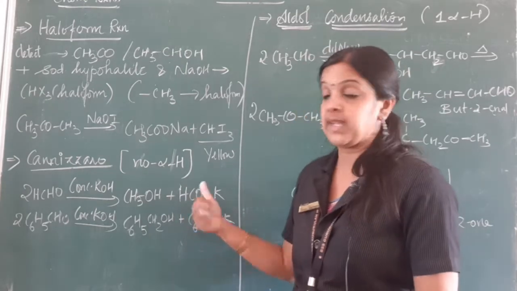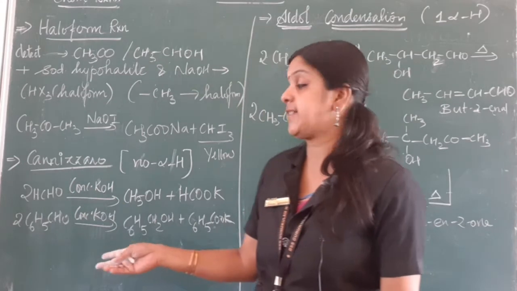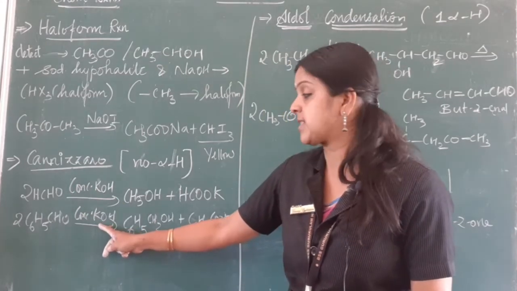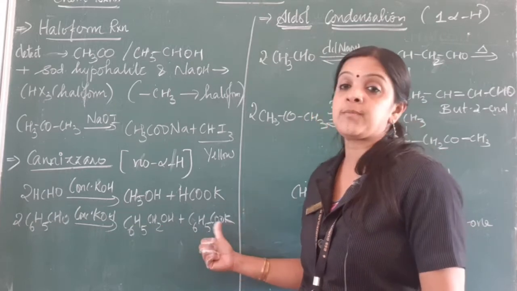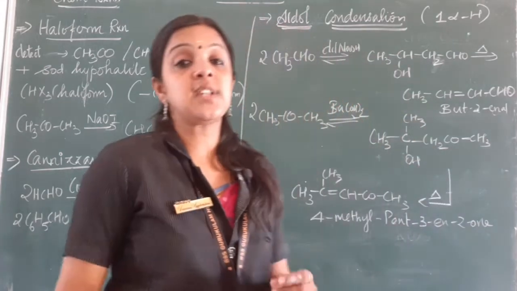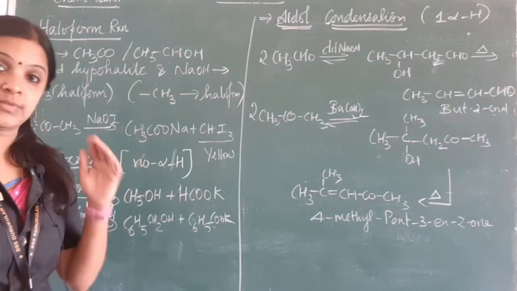The next one is benzaldehyde, which does not contain an alpha hydrogen. Again, when treated with concentrated potassium hydroxide, it gives benzyl alcohol and the salt of benzoic acid. So, these are the Cannizzaro reactions.